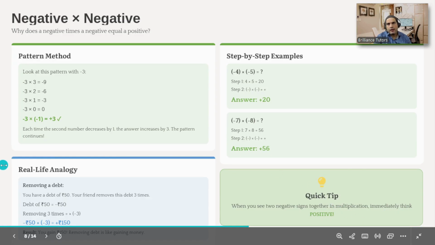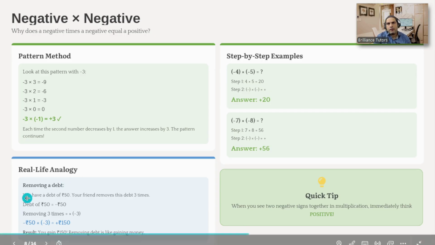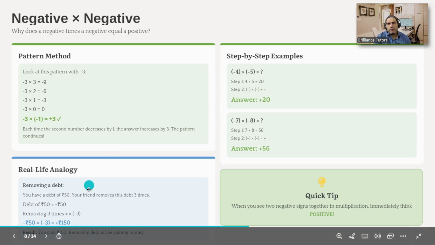Real life analogy, you can see removing a debt. You have a debt of 50 and your friend removes this debt 3 times. So a debt of 50 is minus 50, removing 3 times is minus 50 into minus 3, so it's 150, you can say. So you gain 150, and removing debt is like gaining money.